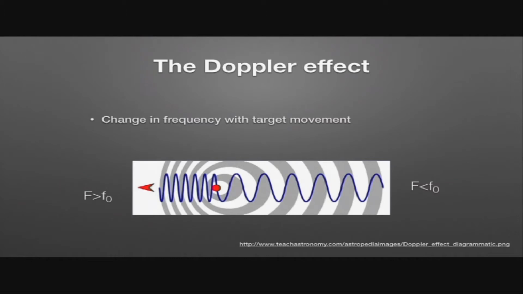So the Doppler effect is the change in frequency as that target moves towards you. So using that ambulance analogy, as the ambulance is moving towards you, the sound waves are compressed, and that means they have a higher frequency, which means that they sound higher, as opposed to when it's going away from you. When the sound waves are stretched out, the frequency is less and the sound is lower.